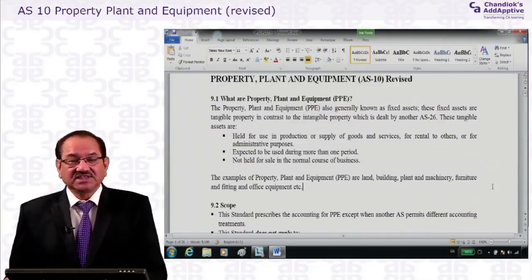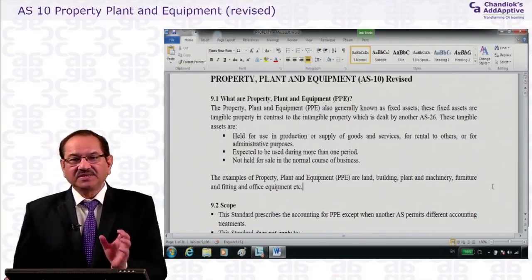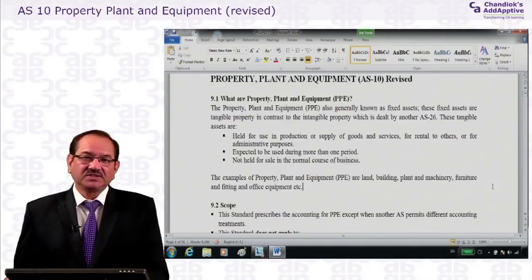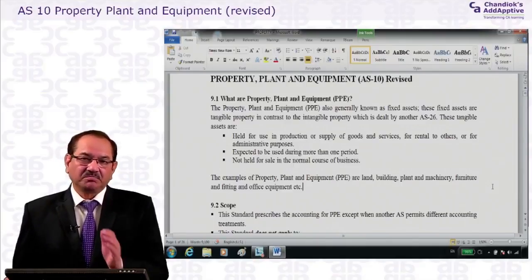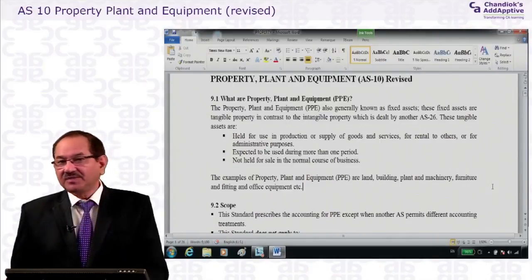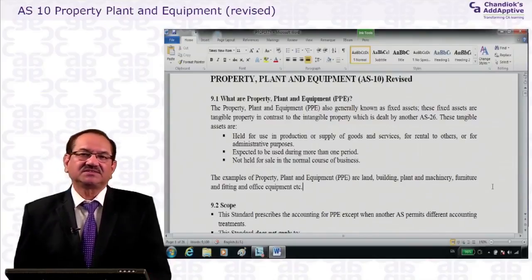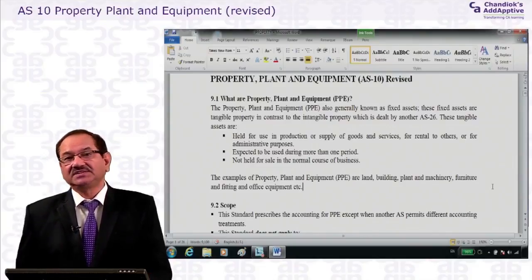Otherwise there are no other changes for May 2017, and now I will mainly be discussing today this Accounting Standard 10. The name was Fixed Assets. Fixed assets are nothing but tangible assets. That is the standard dealing with tangible assets.